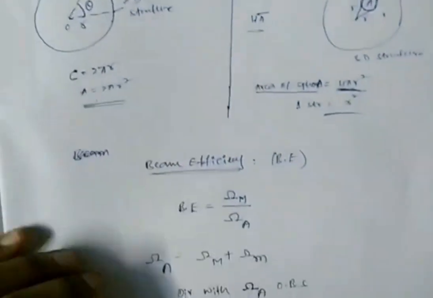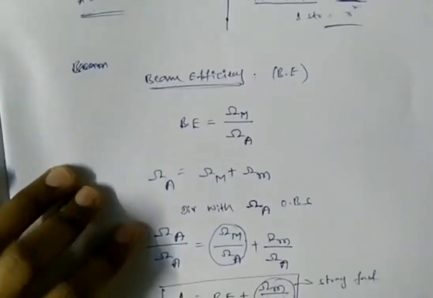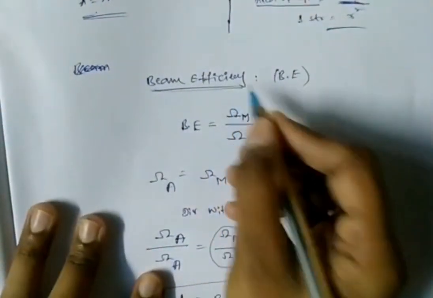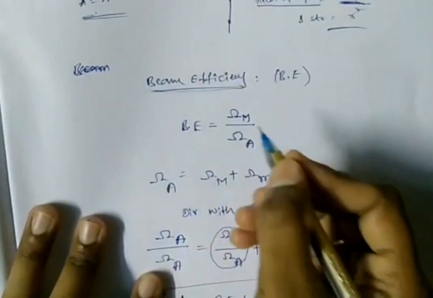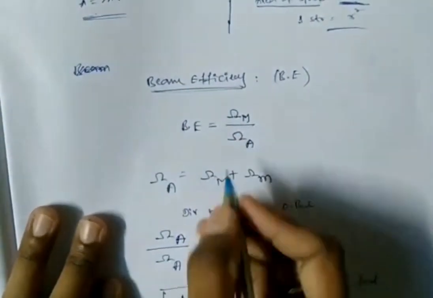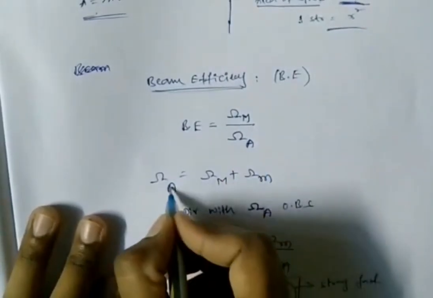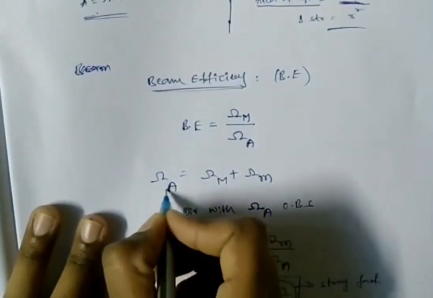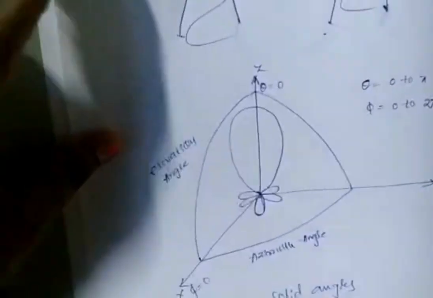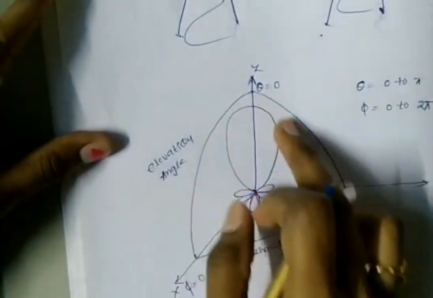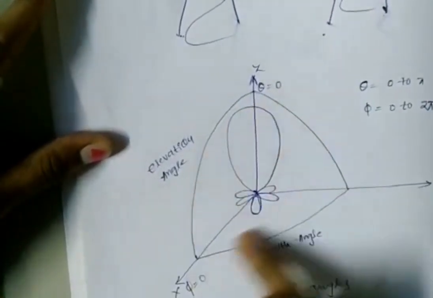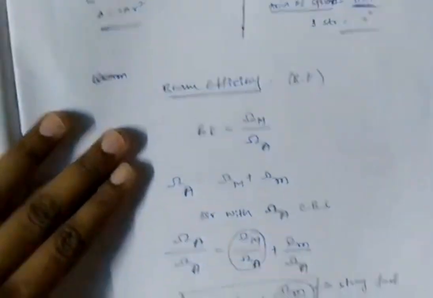And now beam efficiency. What is the beam efficiency, and how do we find it? For finding the beam efficiency, we take the ratio between the major lobe area and the total beam area. The total beam area contains the major lobe and the minor lobes. See, this one is the total beam, and this one is the major lobe. We take the ratio of this major lobe to the total beam, and we get the beam efficiency.